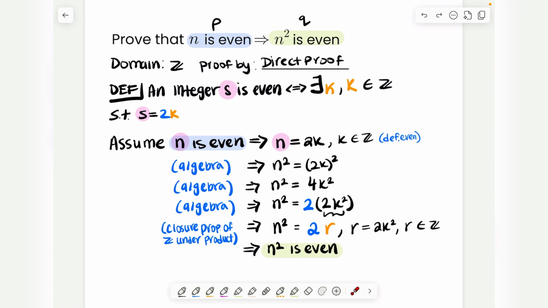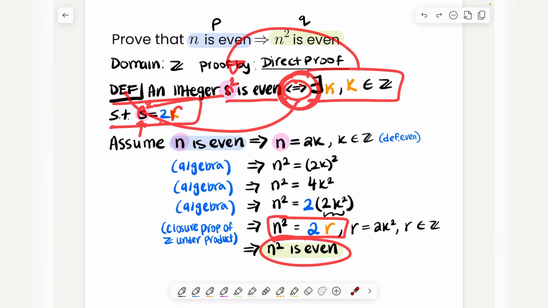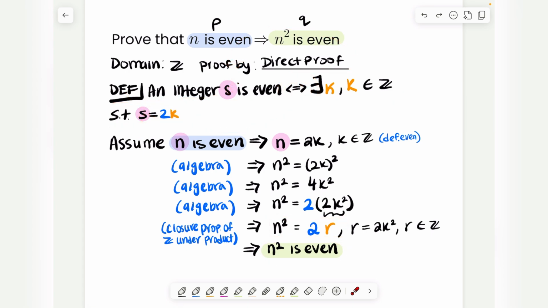Another way to say it is because we found out that this is true, that we have some integer n squared that is equal to 2 times some other integer r, so this side of the implication is true, then this double implication allows us to say, well, if one side of the implication is true, then the other one is also true. So this integer n squared is even, so that's why we can conclude that n squared is even. And that also shows you why we write definitions with double implication, because it allows us to go from one side to another, one side to another.